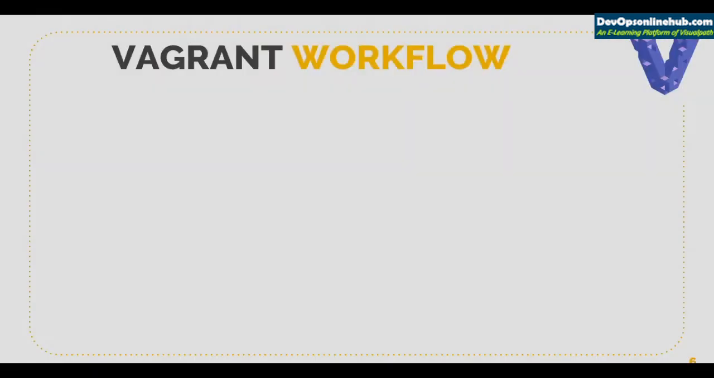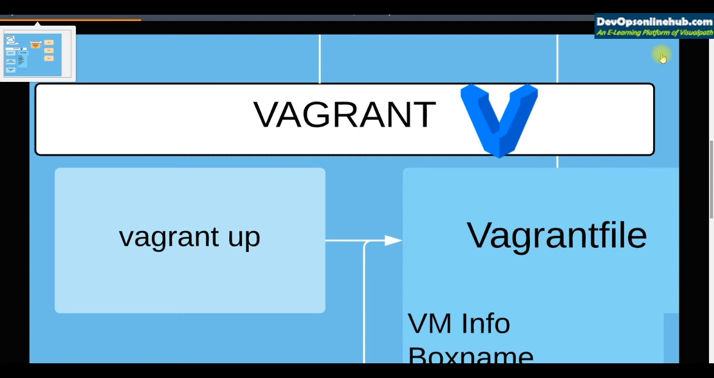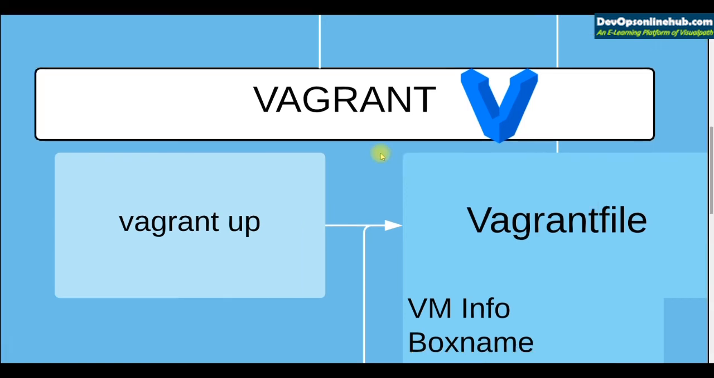Now let's understand how Vagrant works. So that's the Vagrant workflow. It will explain how Vagrant really works. I've shown you Vagrant Cloud, where we have boxes and Vagrant can pull those boxes from there and bring up virtual machines from that. So let's understand it this way. You have your Vagrant tool. The Vagrant tool will be installed on your laptop or on your desktop, and you will have a Vagrantfile.